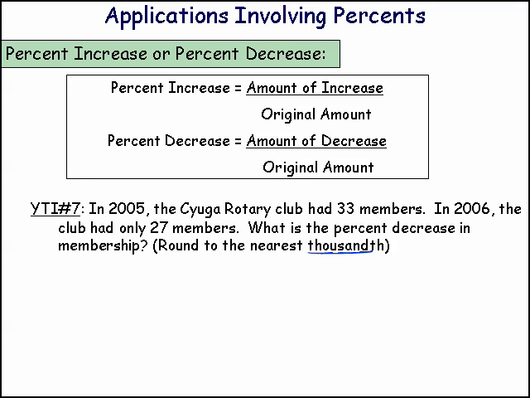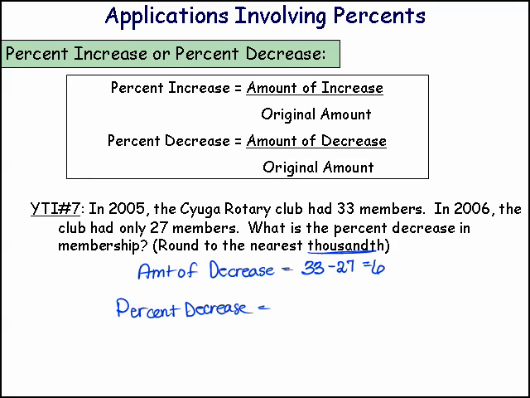Okay, so I've got to remember that. We're looking for the amount of decrease. So the amount of decrease is, well, we started out at 33 and went down to 27. So the amount of decrease here, again, is 6. Okay, so let's look for our percent decrease. Our percent decrease is the amount of decrease, which is 6, over the original amount.